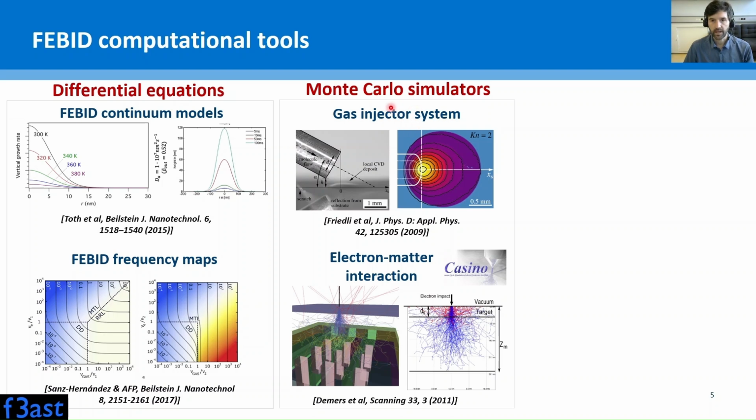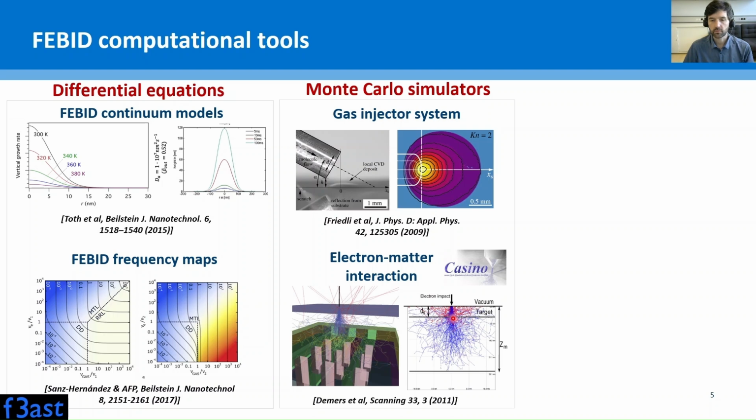Another important Monte Carlo simulation, apart from the gas injector system one, is the electron-matter interaction. So here, what these tools do is they calculate in a probabilistic way the type of trajectories that the electrons will follow and the generation, for instance, of secondary electrons that are, as we described before, important for Febit when the electrons come in a given geometry at a given energy. And you can see the type of interaction that is created. This is typically called a pear-shaped interaction.